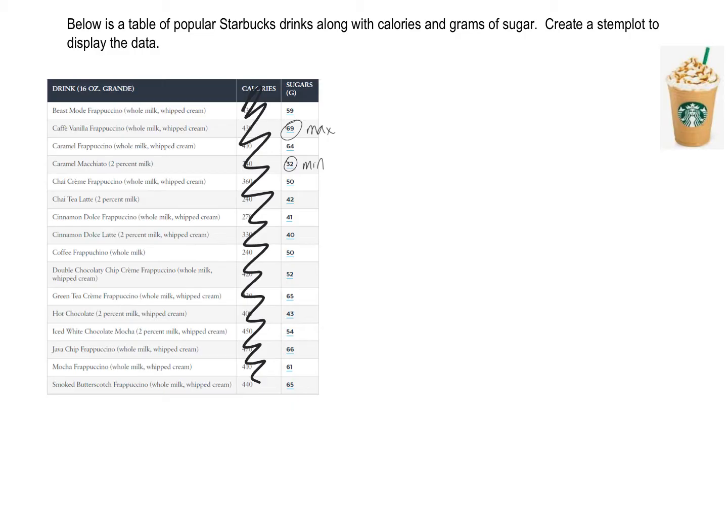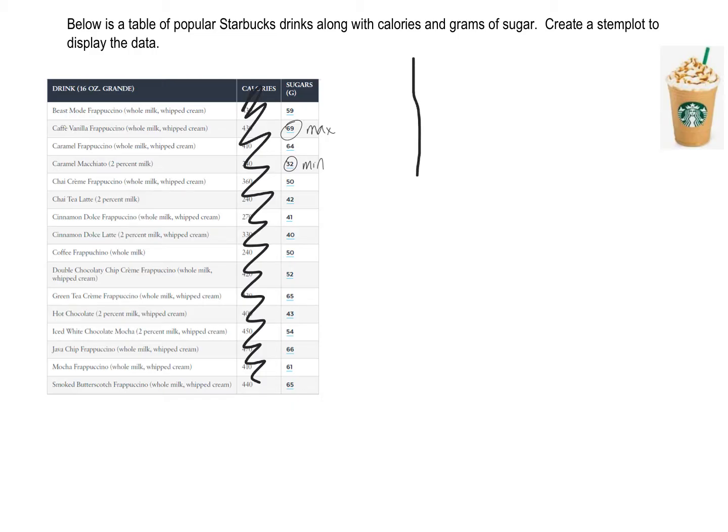What I've done is I've circled the minimum and the maximum here. The minimum happens to be the caramel macchiato. Would not have guessed that, FYI. And the vanilla frap with whole milk and whipped cream happens to be the maximum just for this table. You can go to Starbucks website and get the nutrition facts for any drink. But if I were to create a stem and leaf plot for this, I've identified my min and my max.